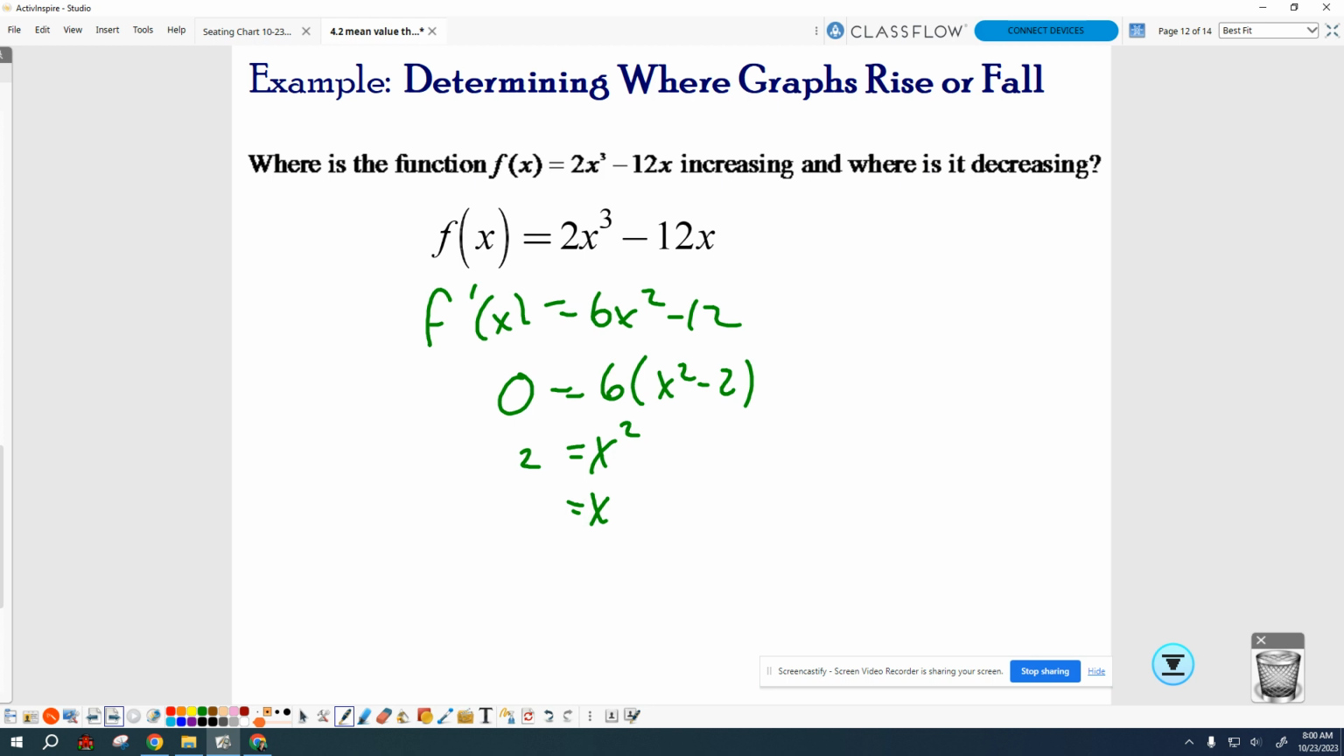Plus or minus root 2. When you put the square root in, you need to remember plus or minus. If the square root's already there, you take the sign that's written in front of it. It's not written, it's implied to be a positive. Okay.